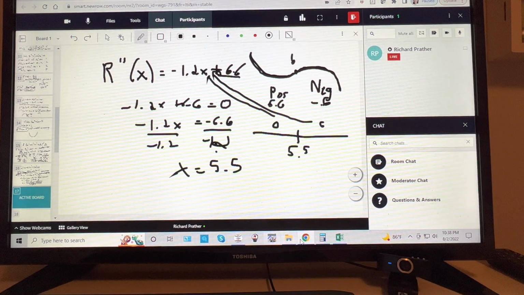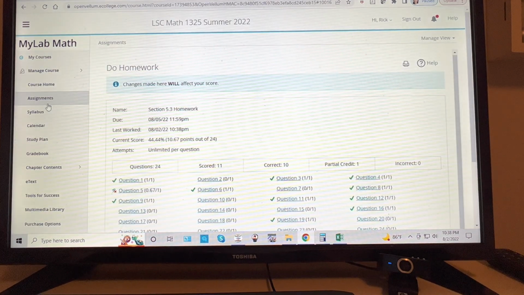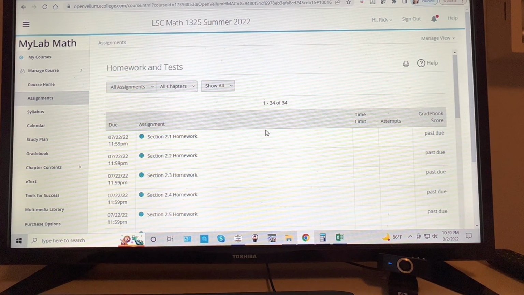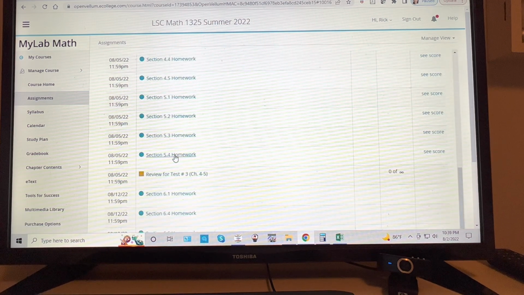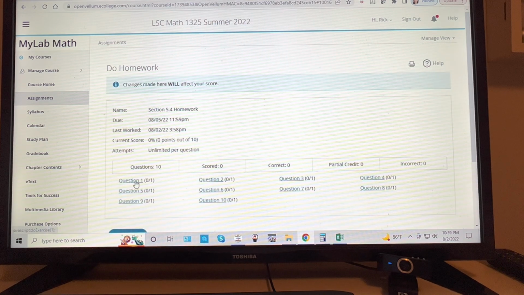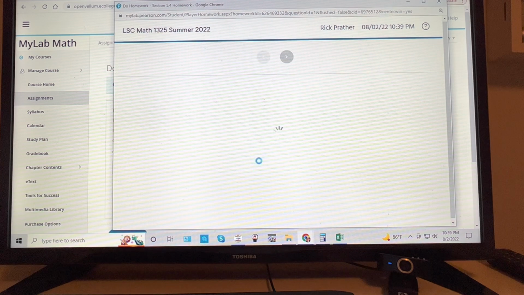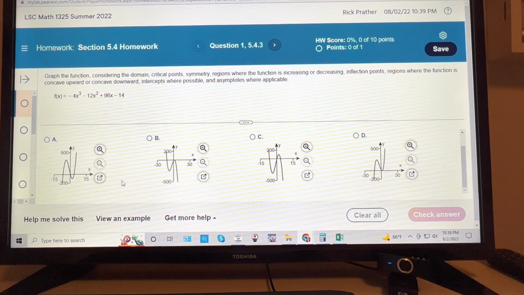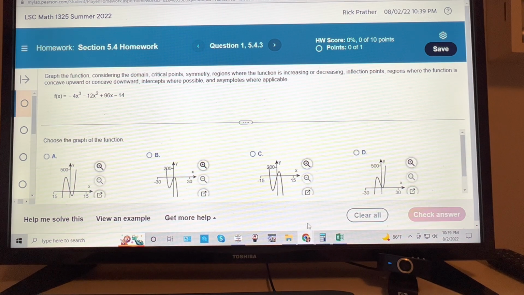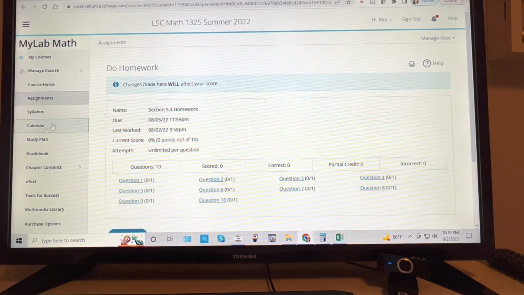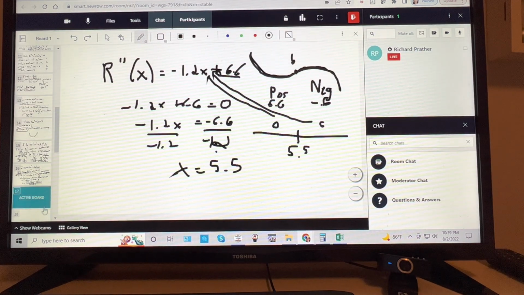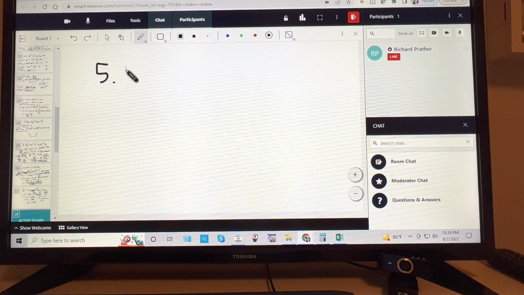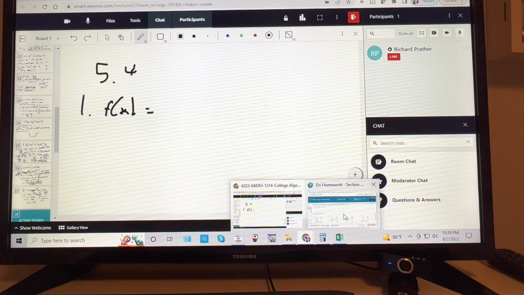And then most of the problems in 5.4 are similar. In 5.4, it's only 10 problems here. You're basically putting everything together that you've learned in this chapter up to this point to help you sketch a graph. And the graphs here are multiple choice, which helps. So here's a good typical problem, number 1 of 5.4. And some of these more basic ones, you might have college algebra knowledge of what the graph's doing anyway. But let's go through the calculus side of this.